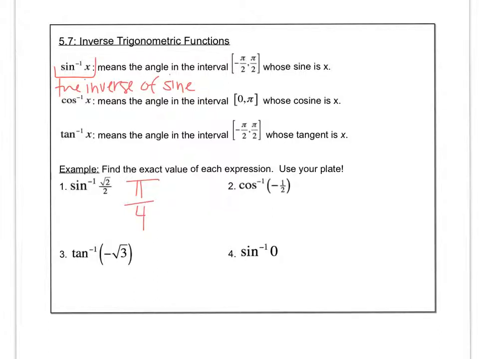So then we want to know when cosine is -1/2. For cosine, we're worried about the top part of the plate here. Where do you see that cosine is -1/2? Remember, cosine's the first one. 2 pi over 3? That's the answer you're going to write down.